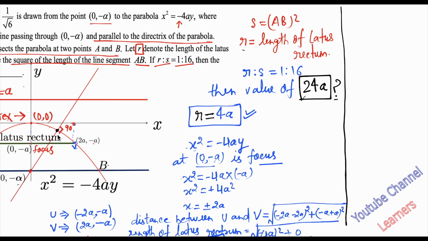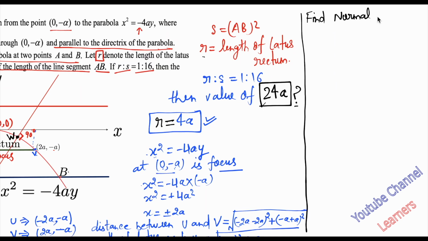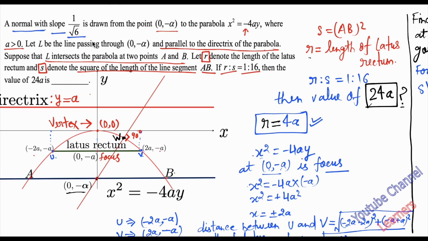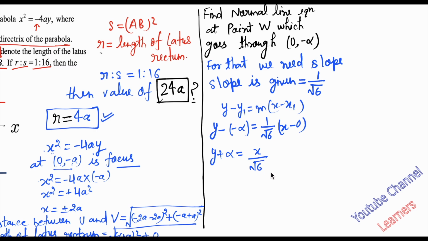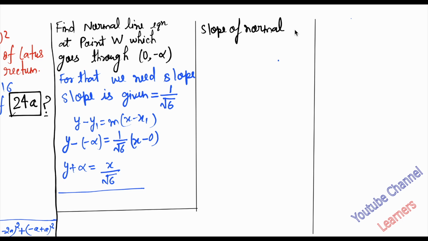Next we move on to find the length of line segment AB, and for that we need to find the normal line equation, and by using that we will be able to find the y coordinate alpha in terms of a. The point where this normal to the parabola is drawn, we mark as W. This normal has slope 1 by root 6 and goes through another point on the y-axis which has coordinate 0 comma minus alpha. We put it in the straight line equation y minus y1 equals m bracket x minus x1. We found the equation of the normal.